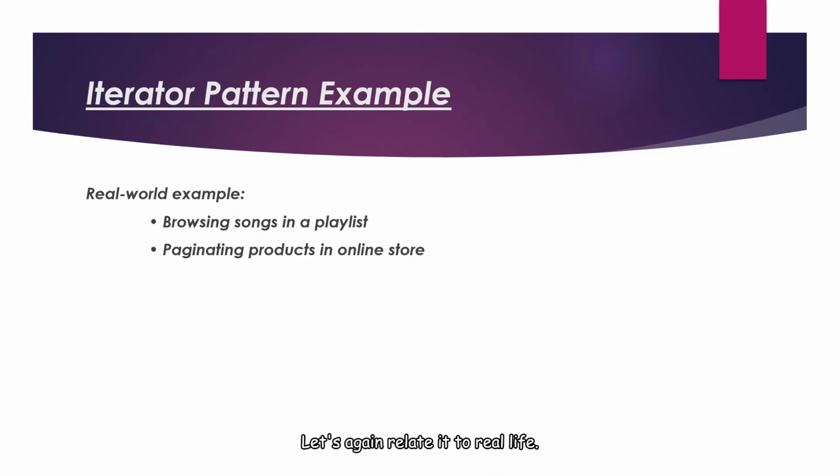Let's again relate it to real life. Imagine you are using a Spotify playlist. When you hit next or previous, do you care how Spotify stores your songs? Absolutely not. Behind the scenes, it could be a dynamic array, a linked list, or something entirely custom, but you as a user interact through a simple interface. Play next song, play previous song, shuffle songs, and so on. That's exactly the beauty the iterator pattern provides in software design: a clean way to move through data.